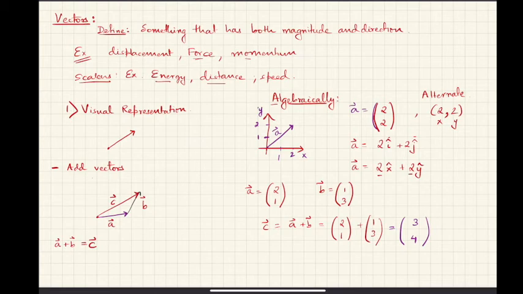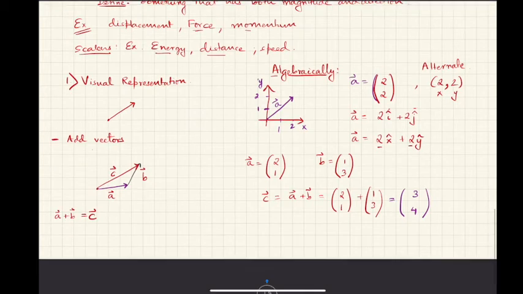So that was about adding vectors. Now we're equipped to understand unit vectors. So a unit vector is a vector that has, sorry, let me rephrase that, has direction and magnitude of 1.